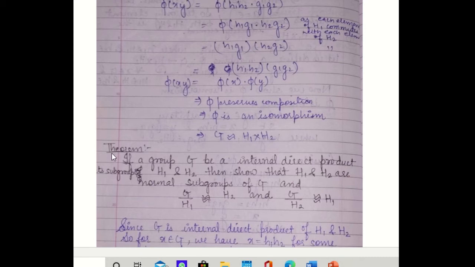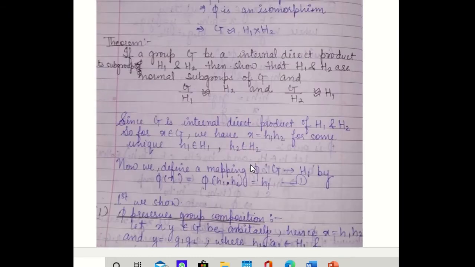Now, to prove the second theorem, which says that if a group G is the internal direct product of subgroups H1 and H2, then you have to show that H1 and H2 are normal subgroups of G, and these quotient groups, G upon H1, is isomorphic to the second group H2, and G upon H2 is isomorphic to H1. So first of all, we are going to show that if G is the internal direct product of two subgroups H1 and H2, then H1 and H2 are normal subgroups.